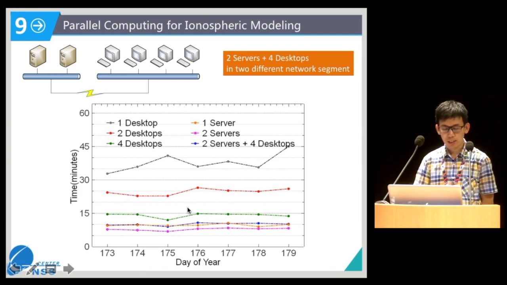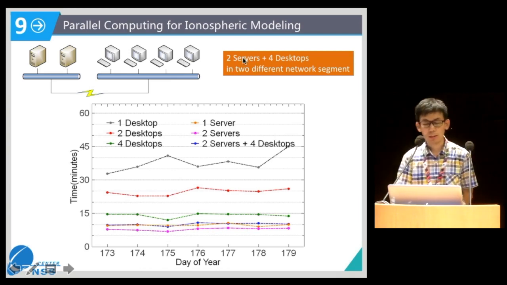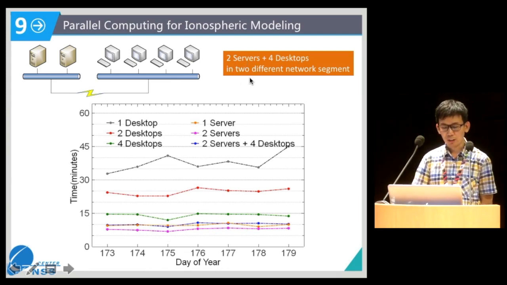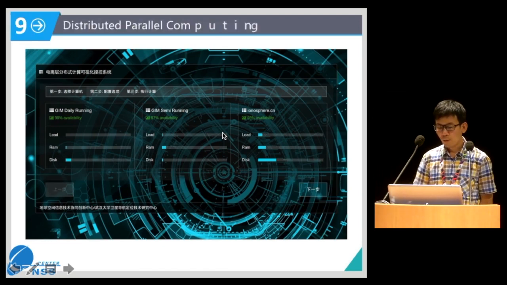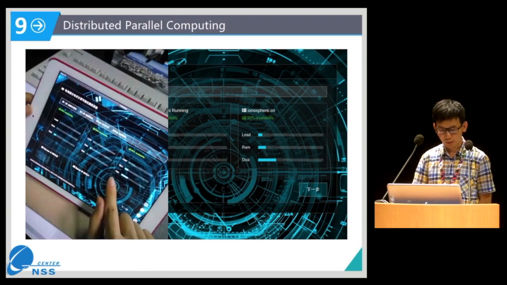As we can see, it's not as good as with 2 server computers. This is mainly because the servers and the desktops are in two different network segments, so the data transmission is time consuming. And we have developed the application for controlling distributed parallel computing for modeling, as shown in this figure. There are only 2 steps involved to do this.